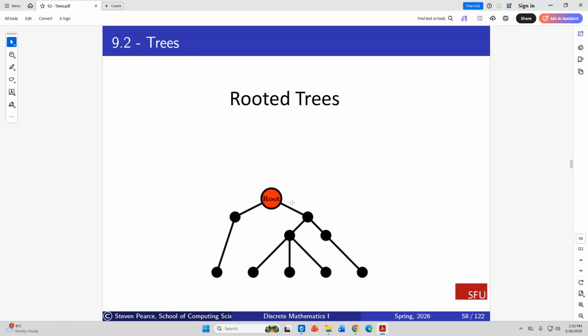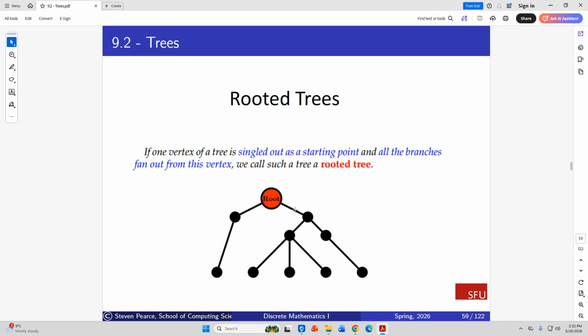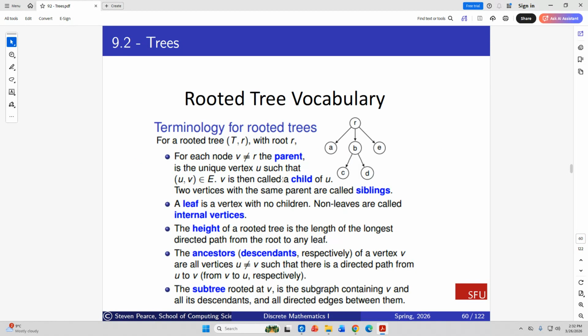So we just choose one to be the root. It's obvious in, say, a directory structure that you are a user, and you're the root of your subdirectory, but the entire directory structure has a root user, the one who is at the top of the whole hierarchy. Of course, that's it. If one vertex of a tree is singled out as a starting point and all branches fan out from that, we call that a rooted tree.